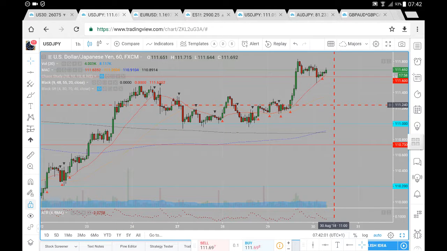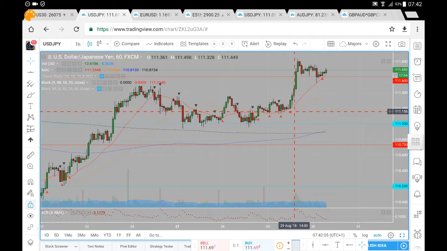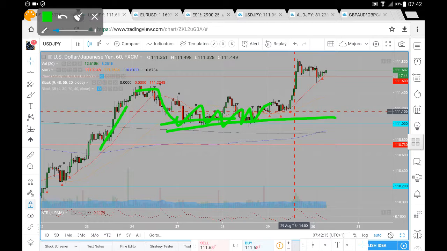So this is US dollar Japanese yen analysis for Thursday, 30th of August. Now let's just have a look at prices and where prices may likely go. So previously we had prices break above the 111 here on the US dollar Japanese yen. We've tested the 111 a couple of times.